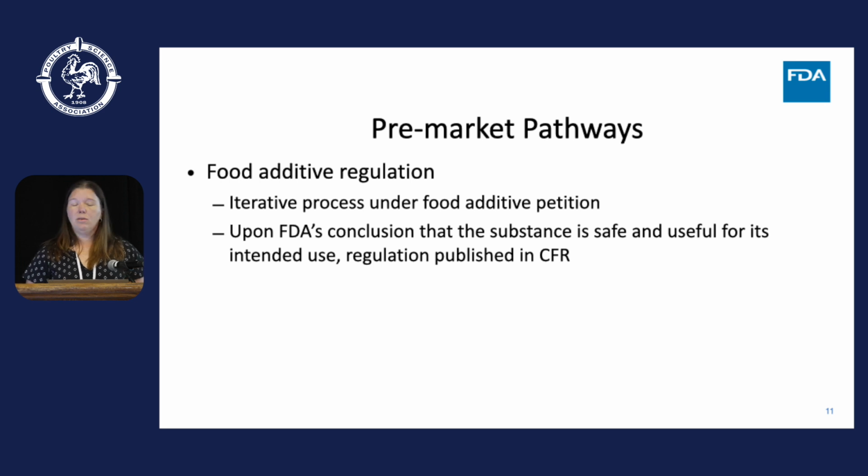So the first pathway that I'm going to talk about is the food additive regulation. This is an appropriate pathway for any substance intended to provide taste, aroma, nutritive value, or to have a direct impact on the characteristic of that animal food. Depending on the safety profile, some of the other pathways that I talk about may or may not be appropriate. But in all cases, a substance for a food would be appropriate to go through the food additive regulation.